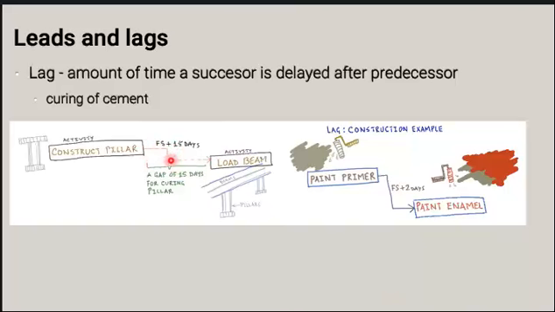Another example is painting a wall. If you put a primer, you have to wait for about 2 days for the primer to cure before you can paint enamel on it. And if you paint without that lag, then you'll be in trouble. The enamel or the paint won't lay properly. So that's lag. Lag is the delay.